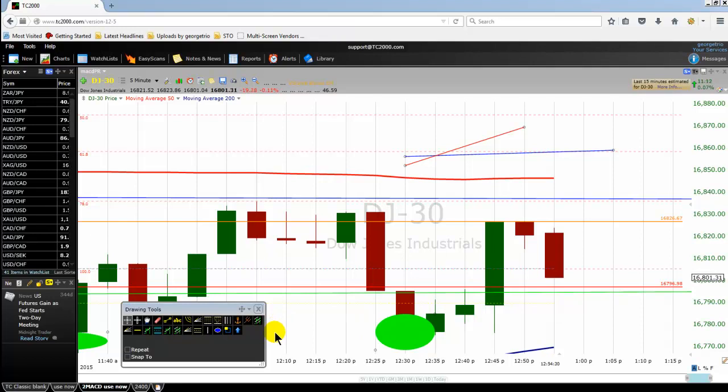So when we receive a warning, we must wait for the price to confirm it. A bullish warning is not a bullish signal. A bullish moving average crossover is not a bullish signal. A bearish moving average crossover is not a bearish signal.